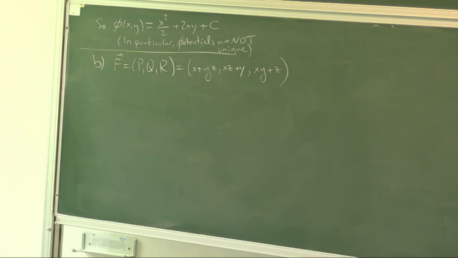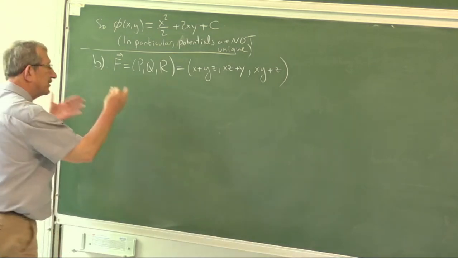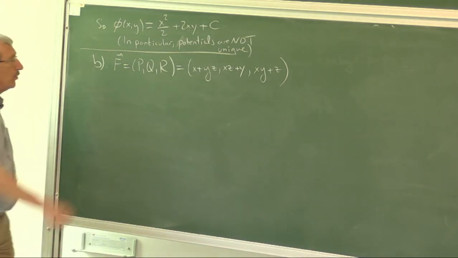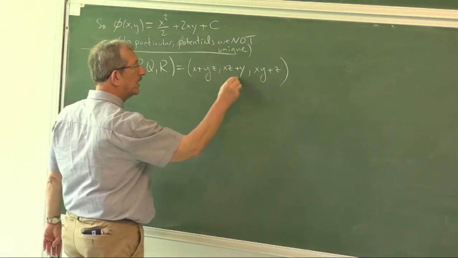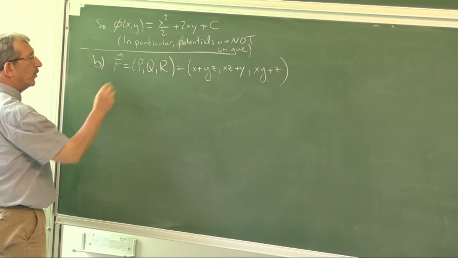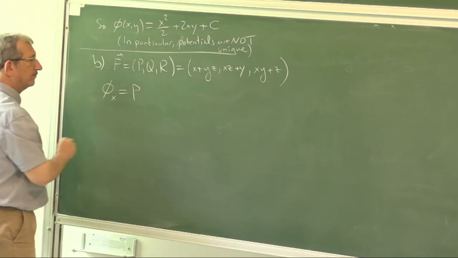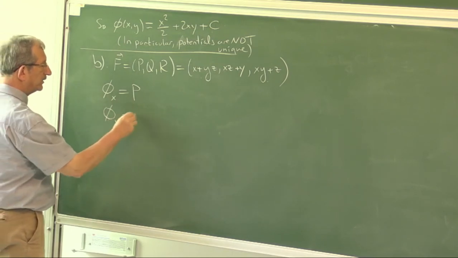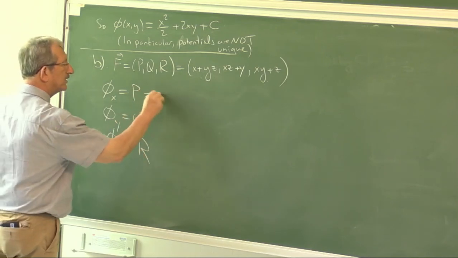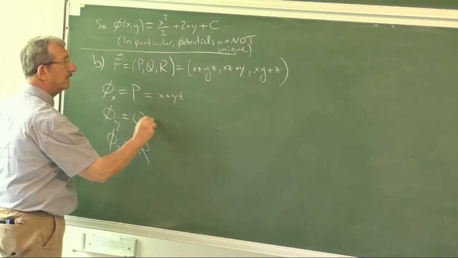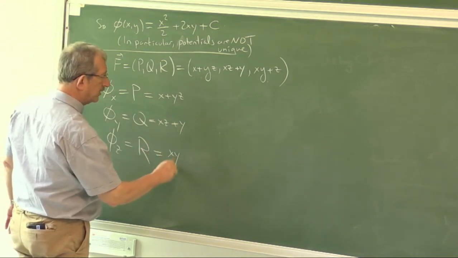Okay. Now it's given that this is an exact differential, that is, it's conservative. So we want to find phi. Well, this is our P, Q, and R. So P happens to be phi sub x. And phi sub y is Q, and phi sub z is R. This is x plus yz. This is xz plus y, and this is xy plus z.